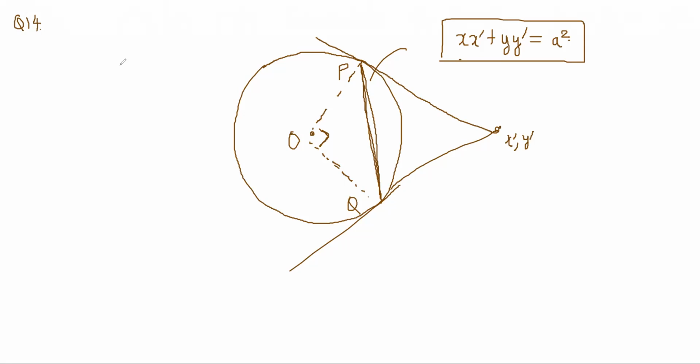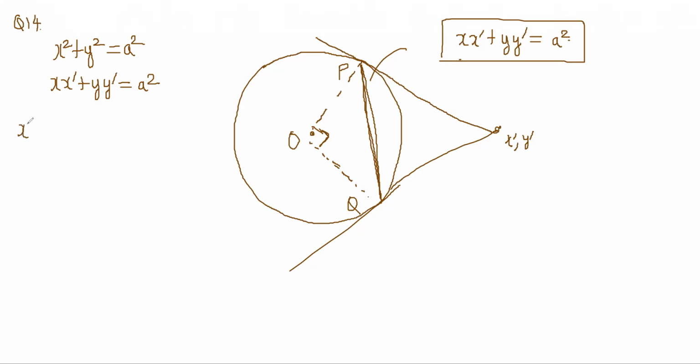So if you homogenize the circle with this chord, you should get the equation of the pair of straight lines OP and OQ. If you do that, then that pair of straight lines has a 90-degree angle between them. That is one way to do it.